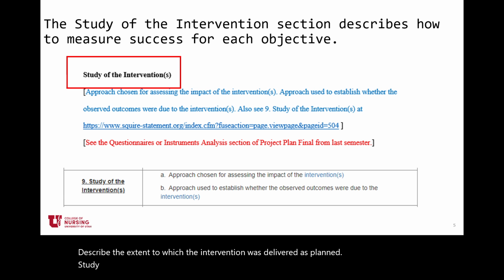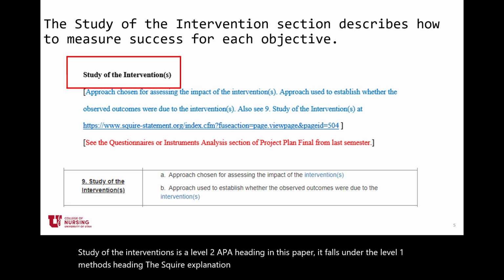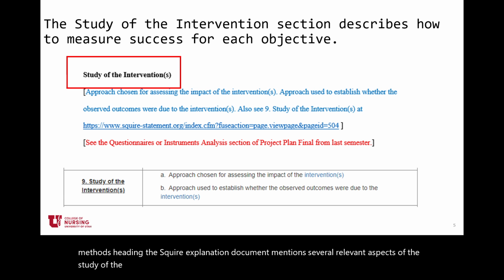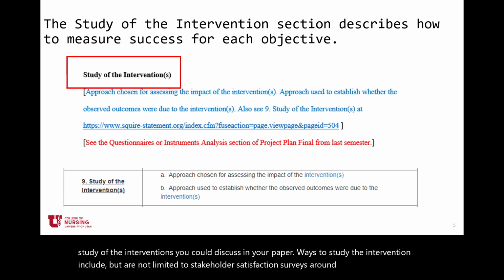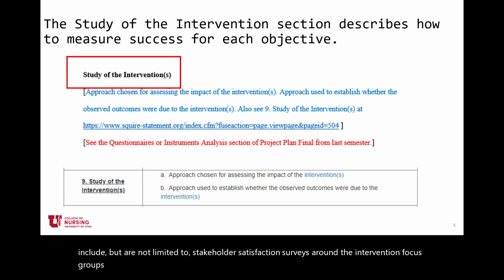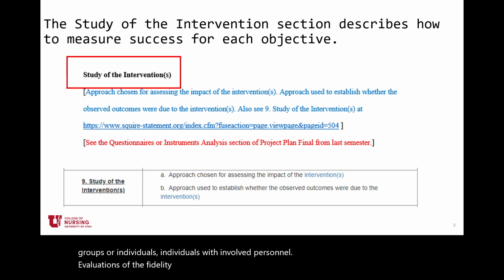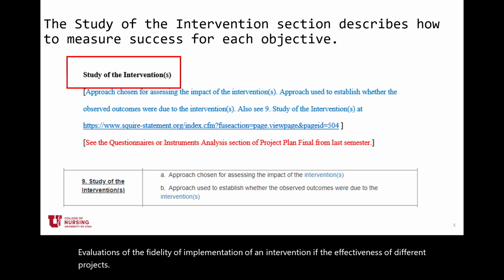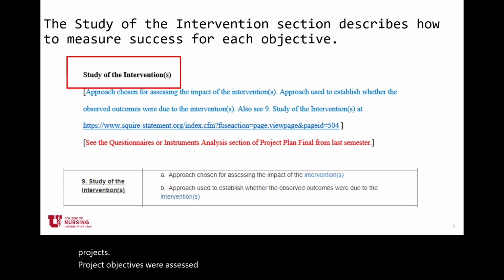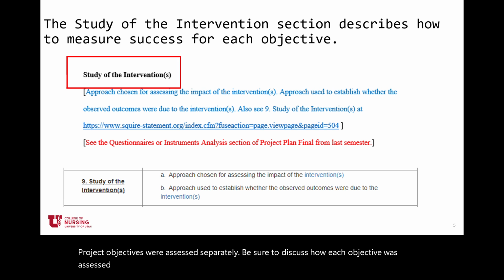Study of the interventions is a Level 2 APA heading in this paper. It falls under the Level 1 Methods heading. The Squire explanation document mentions several relevant aspects of the study of the interventions you could discuss in your paper. Ways to study the intervention include, but are not limited to, stakeholder satisfaction surveys around the intervention, focus groups or interviews with involved personnel, and evaluations of the fidelity of implementation of an intervention. If the effectiveness of different project objectives were assessed separately, be sure to discuss how each objective was assessed in this section.